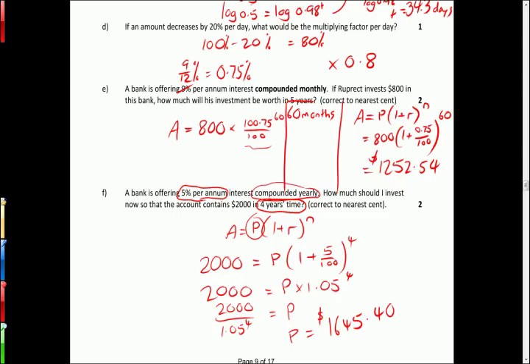That's dollars. And make sure it makes sense. Make sure the answer is less than what you're going to get. It's saying if I invest 1645.40, it will become 2,000. Yeah, I'm fine with that.